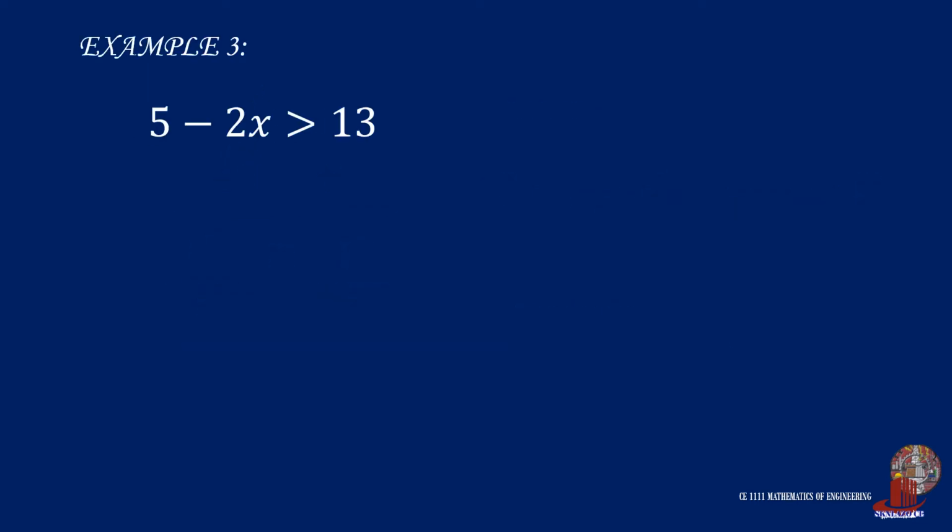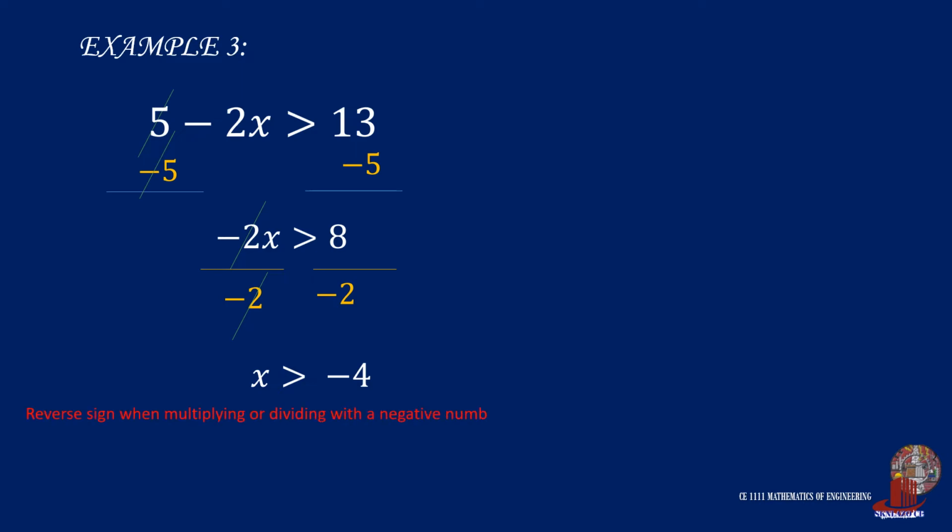Take the case of 5 minus 2x is greater than 13. We place all constants on the other side by subtracting 5 on the left and the right. So we arrive at negative 2x is greater than 8. To isolate x, we divide both sides by negative 2. So x remains on the left, and 8 divided by negative 2 gives us negative 4. Now hold on with the graph. Remember that when we multiply or divide with a negative number, we flip the inequality sign, so what we got is x is less than negative 4.